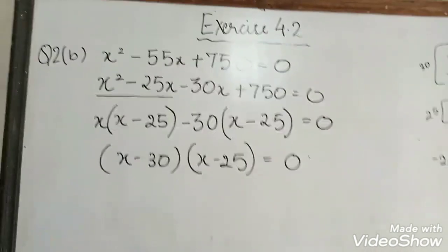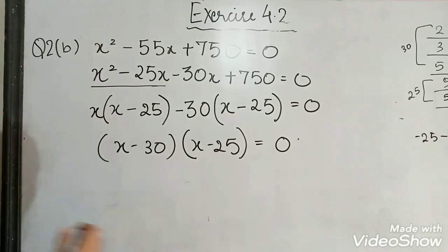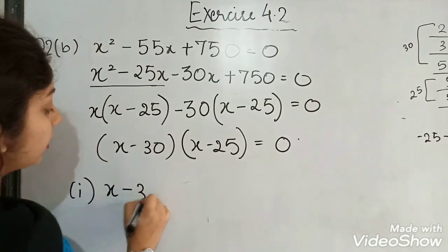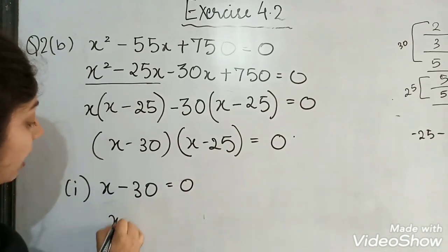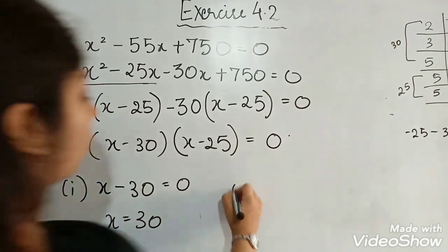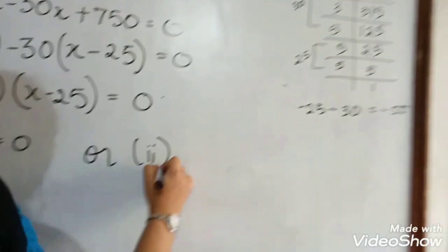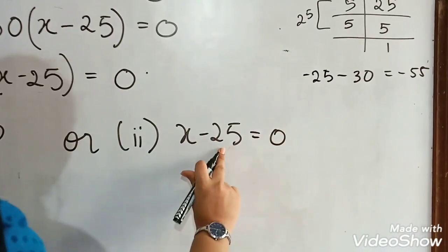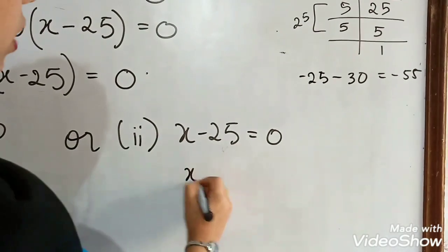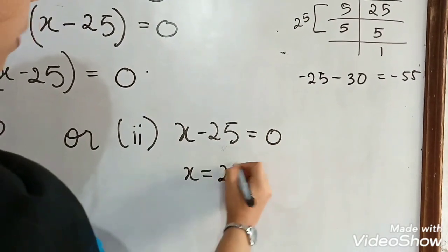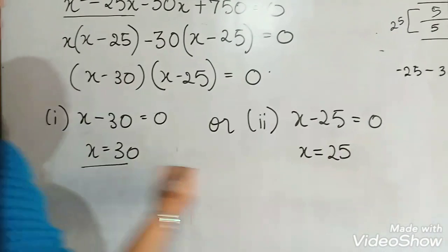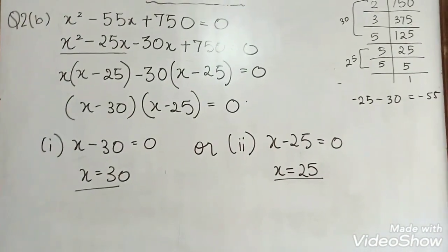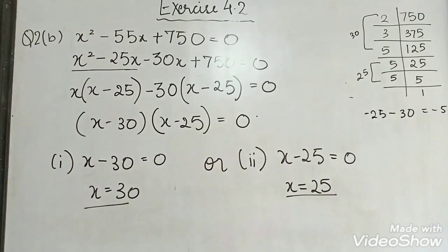So now this quadratic equation will have two roots. Let us take the first one. x minus 30 is equals to 0. x equals to 30, or x minus 25 is equals to 0. We will transpose 25 to RHS. This will be x equals to 25. So these are the two roots of the quadratic equation x square minus 55x plus 750 equals to 0.